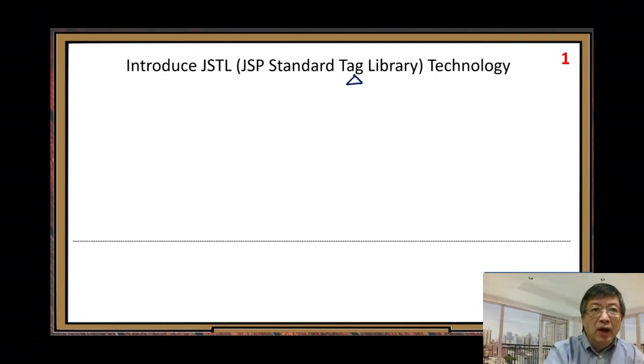So why did Java people develop this technology? They try to enhance JSP power. We know JSP is pretty powerful, right? But they want to make it more powerful. So, enhance the JSP capabilities. Here, let me describe the current situation in JSP.